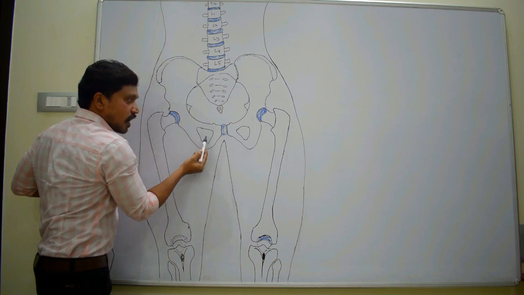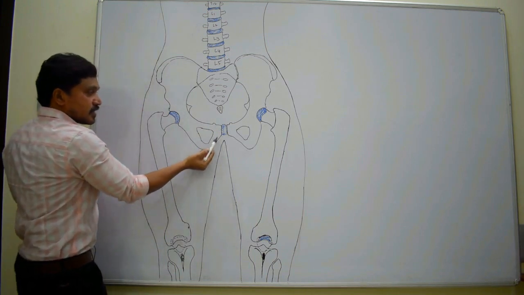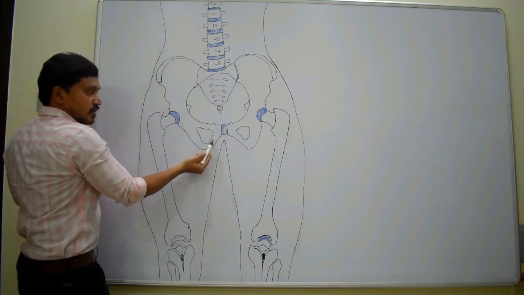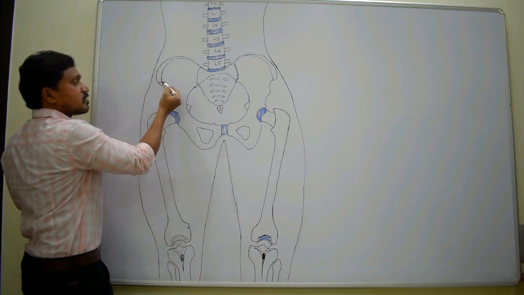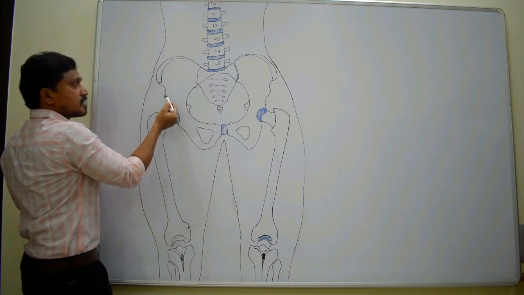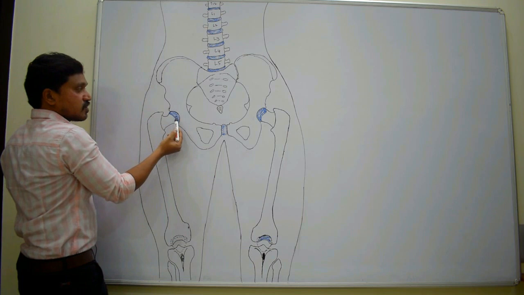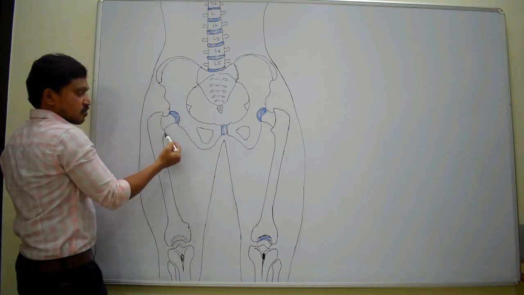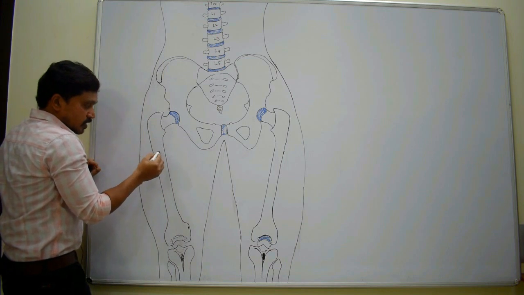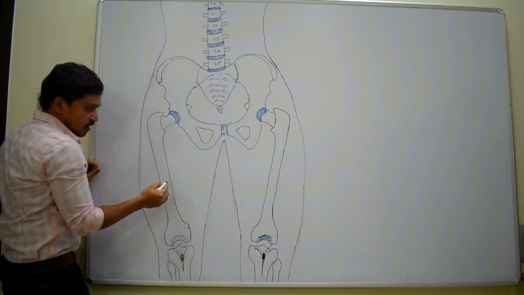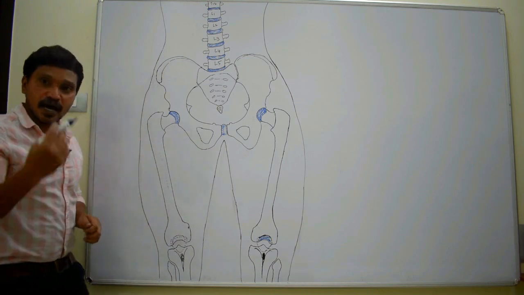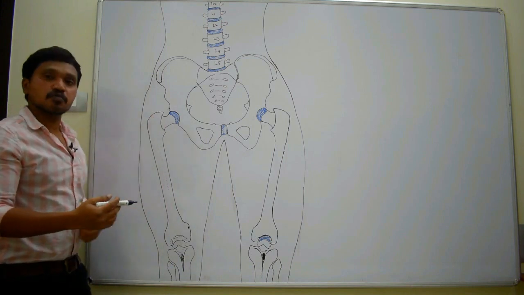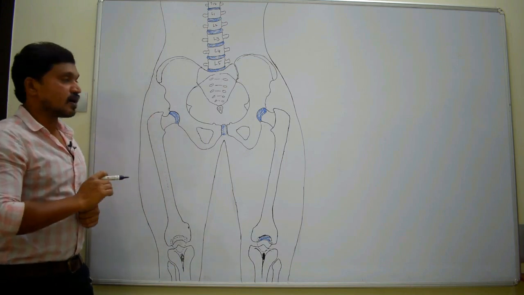And what is this? Obturator foramen. And this is the ischiopubic ramus. And this is the anterior superior iliac spine and this is the anterior inferior iliac spine. This is the head of the femur and this is the neck of the femur. This is the greater trochanter, this is the lesser trochanter, and in the posterior aspect I am drawing dotted lines. Here you can find the linea aspera. That means the posterior border of the femur, what we call linea aspera.